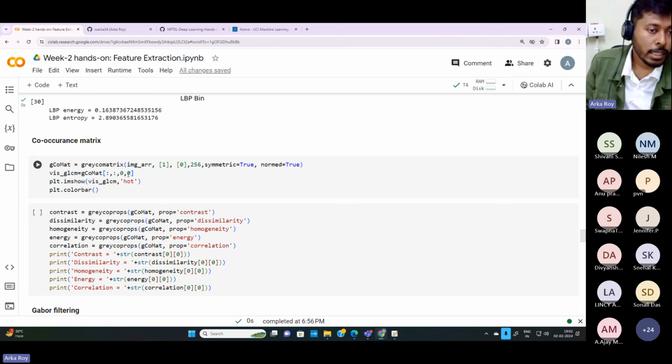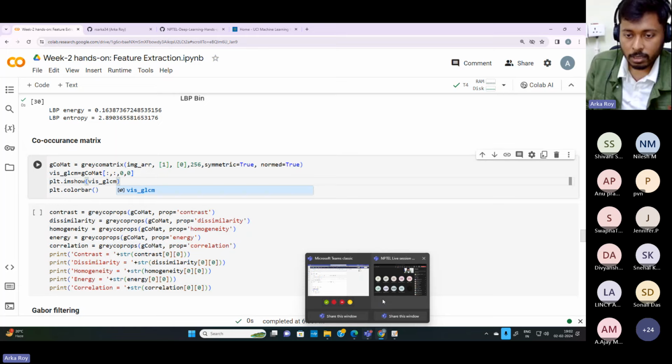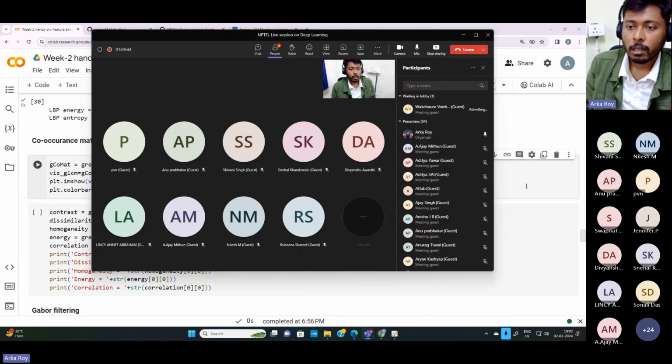Okay, so I want to visualize the GLCM matrix, so I'll be plotting the GLCM matrix. Now let me remove this one and then I will tell you what is the significance of that particular line.